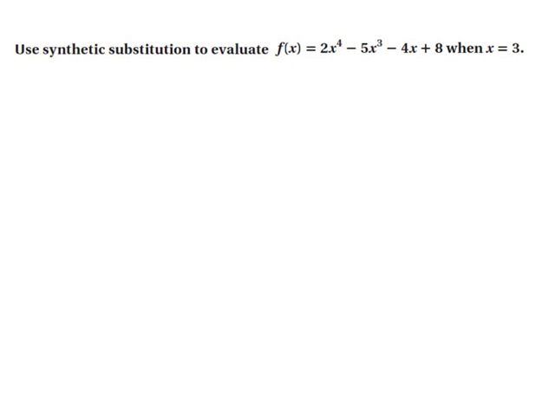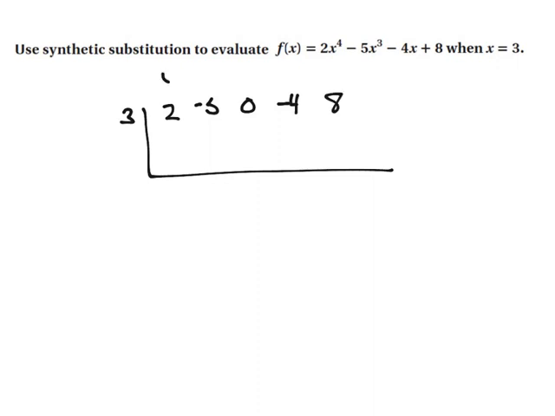It says use synthetic substitution. We take 3 and we make this L bracket. Then we say the leading coefficient is 2. The next one is -5. There is not one for x squared, so we have to put a 0 there. There is one for x, and there's one for 8. This represents x to the 4th. This represents x to the 3rd. This represents x squared, since there wasn't one, so that's why we're putting 0. This represents x, and this one represents your constant.